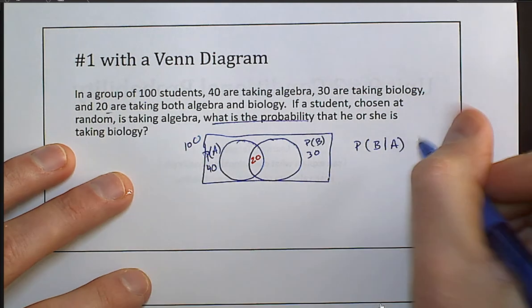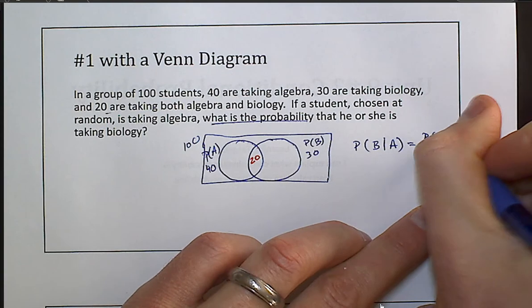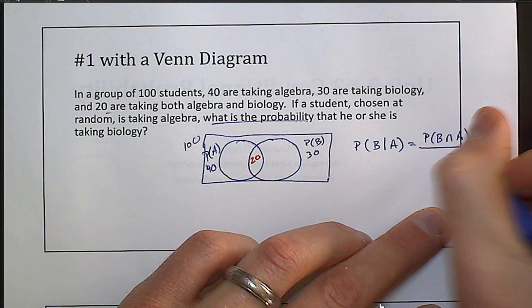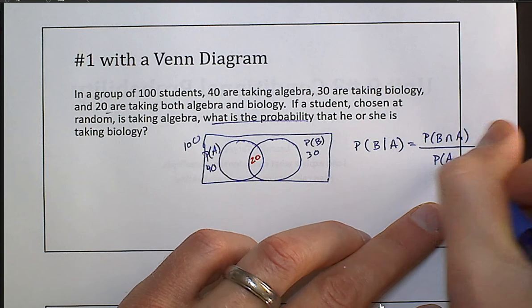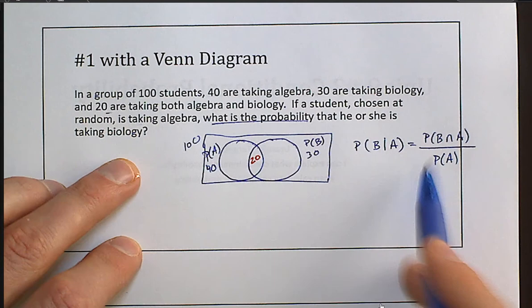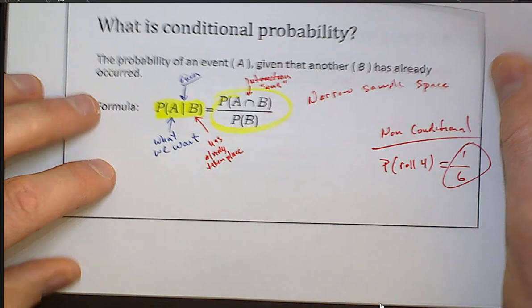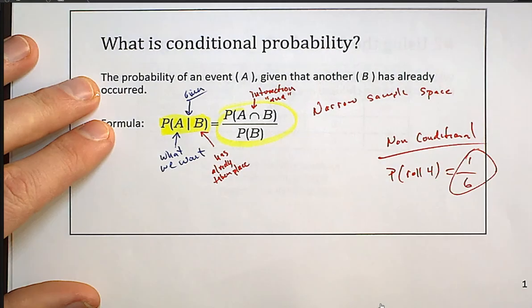If you go with the formula, right, it'd be the probability of the intersection of B and A given that A has already taken place, right? It already says if a student chosen at random is taking algebra. So this is what the formula would look like. Now with this Venn diagram, I'm going to actually go back to kind of give you what we're looking for in this Venn diagram according to this.